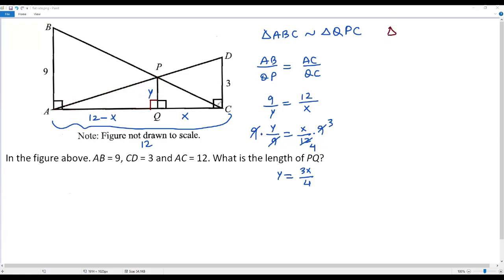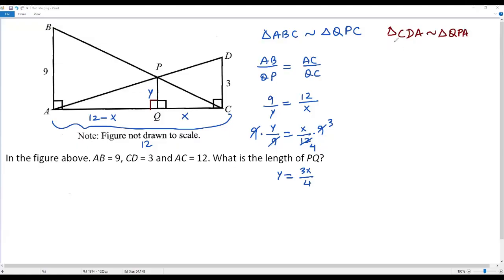First, let me take the vertex of this bigger triangle CDA. So let me take the vertex C. And the corresponding vertex in the smaller triangle is Q because we have a right angle at C and Q. Now let me take the vertex D, and the corresponding vertex in the second triangle is P. And now let me take the common vertex A in both the triangles. So these two triangles are similar.